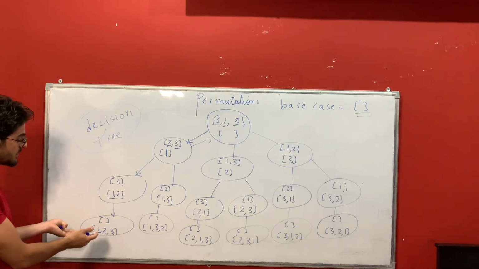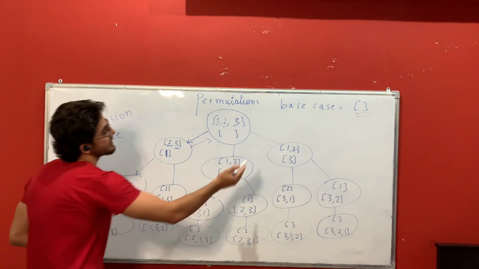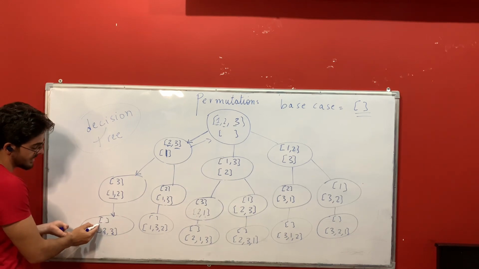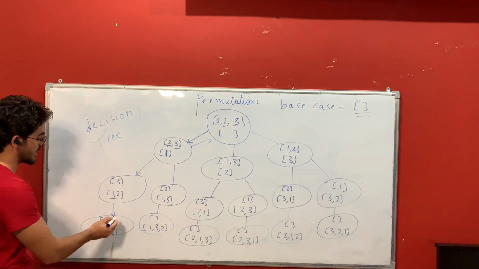There are no numbers to pick from, so we backtrack, right? This is the base case. As you can see, when there are no numbers to pick from, that is when the base case is reached and we can backtrack.